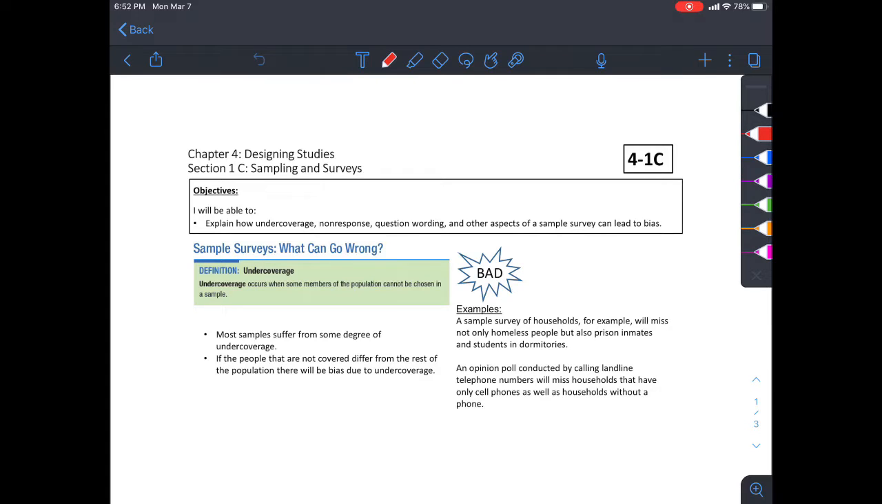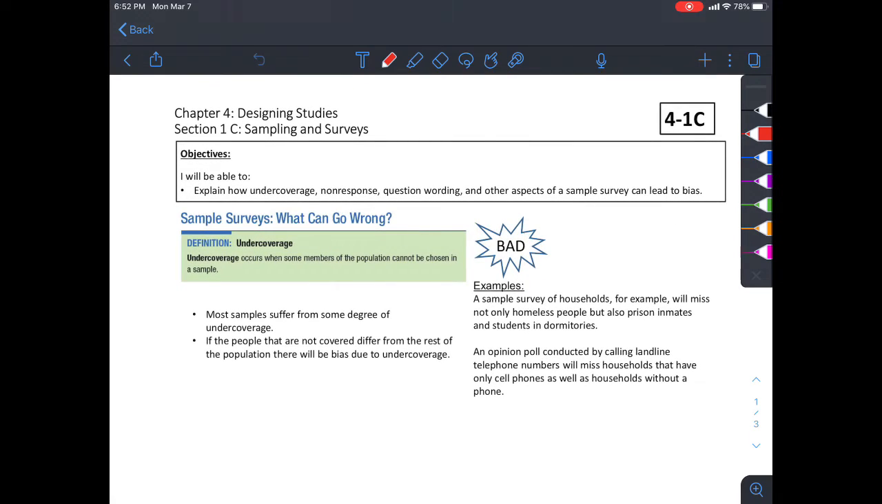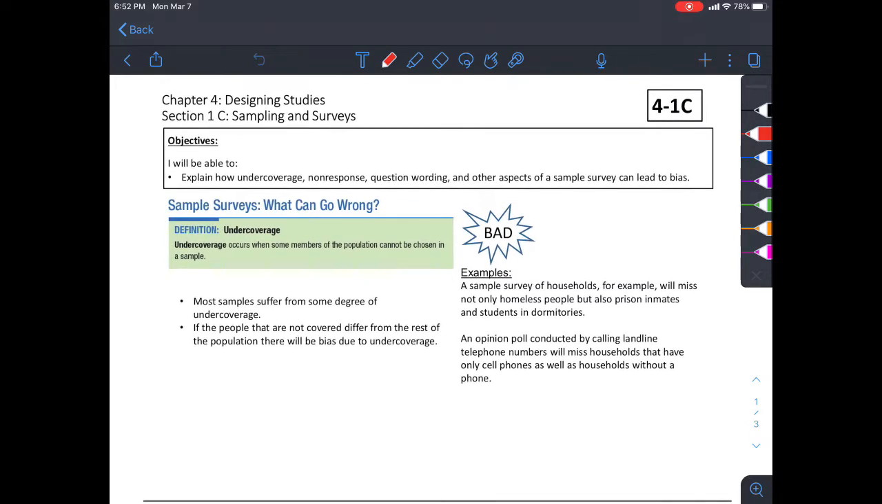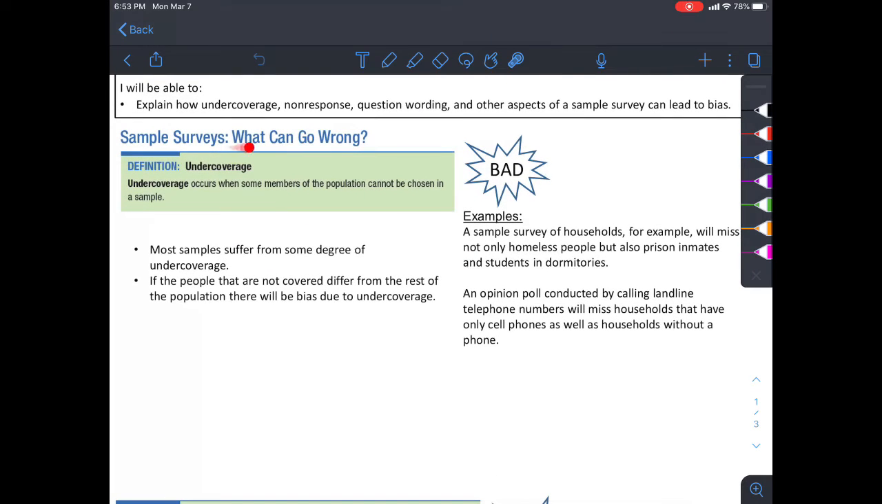Hi, this is lesson 4.1c, sampling surveys, so still section 1 in chapter 4. In today's lesson, you're going to learn how to explain how undercoverage and non-response and the question wording and other aspects of sample surveys can lead to bias. So, sample surveys, what can go wrong?